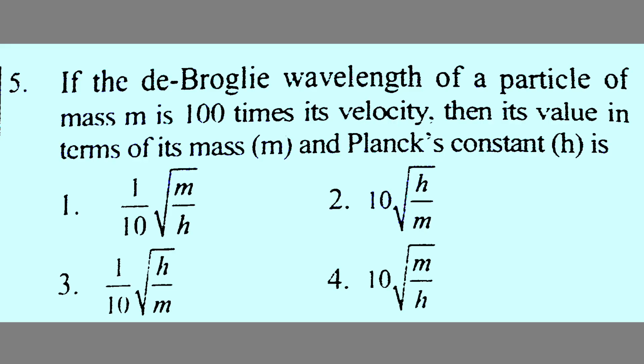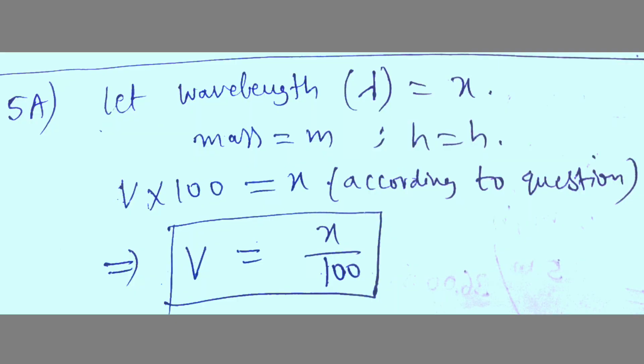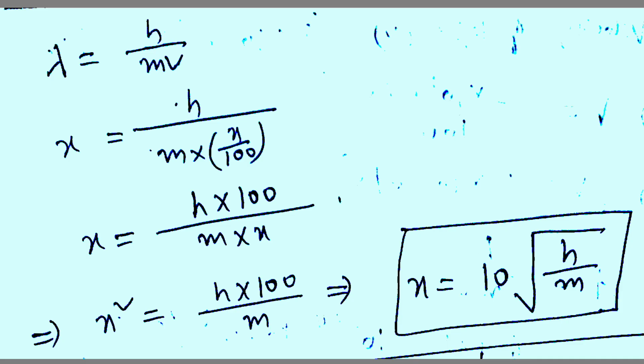Now the next problem is, if the De-Broglie wavelength of a particle of mass m is 100 times its velocity, then its value in terms of mass and Planck's constant is. Now let me do the answer. First let me write the values which are given in the question. Now all these values we have to substitute in this formula, then we get the answer.